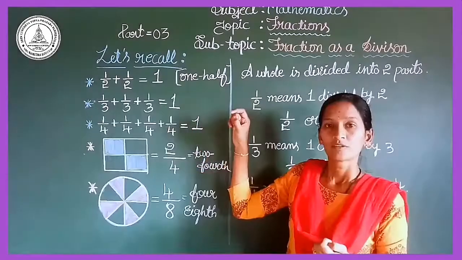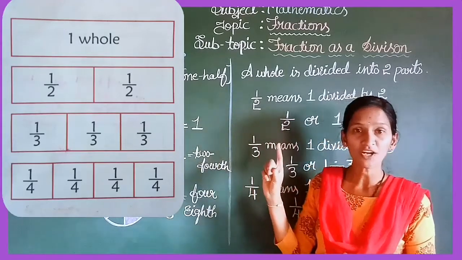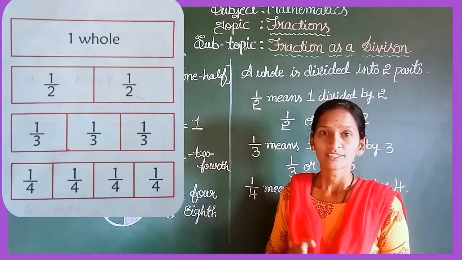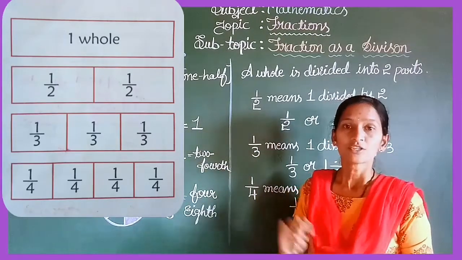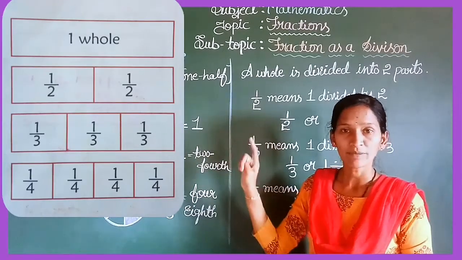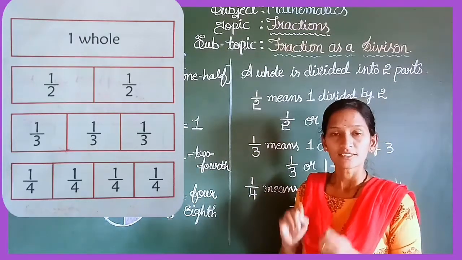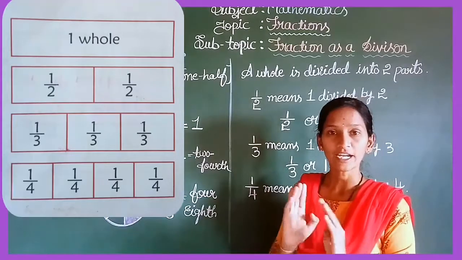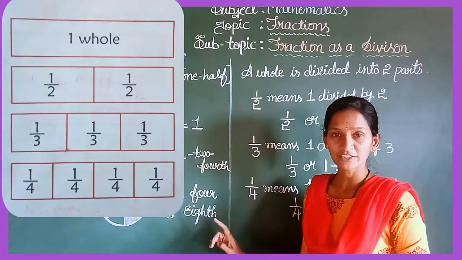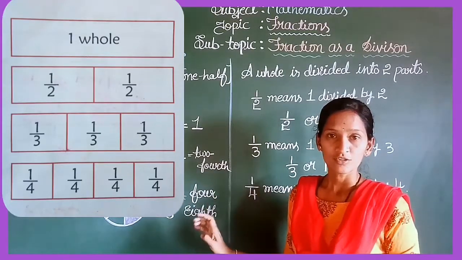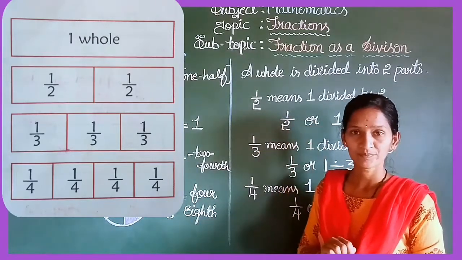All of you observe here, the whole sheet of paper, I divided it into 2 parts and each part we write as 1 by 2. Next, the same paper I am dividing into 3 equal parts. So each part we write as 1 by 3, right? Next, from the same paper, again I divided it into 4 equal parts. So each part shows the fraction 1 by 4. So we can easily say that fraction is nothing but a division.